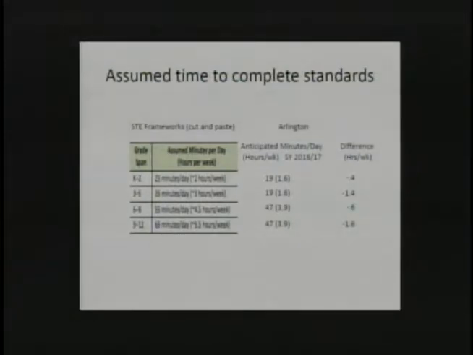So you can see in K through 2, they're assuming that we're spending 2 hours per week, 3 through 5, 3 hours per week, 6 through 8, 4.5, and in high school, 5.5. And you can see in the middle column there that we are very shy of that. And this is our anticipated time for next year. In prior years, before the standards were developed and before we were on the table in terms of the regulatory things, it was even less than this. And so that's one of our challenges, is how do we work with these time deficits? And again, I just cut and pasted that table right out of the standards.